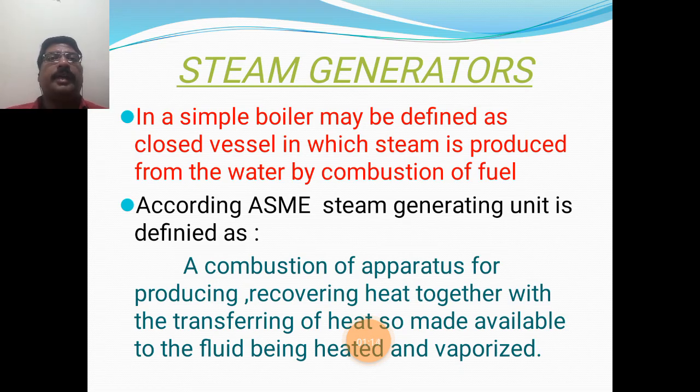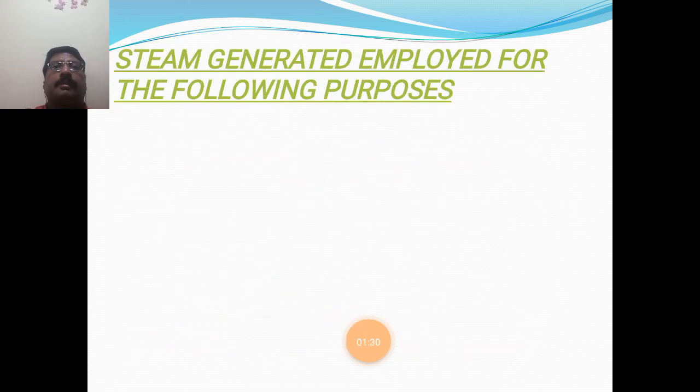Recovering heat together with the transferring of heat means, as we discussed in the Rankine cycle, the reheated water is again passed back to the boiler. So like that, this total arrangement can be said to be a steam generating unit.